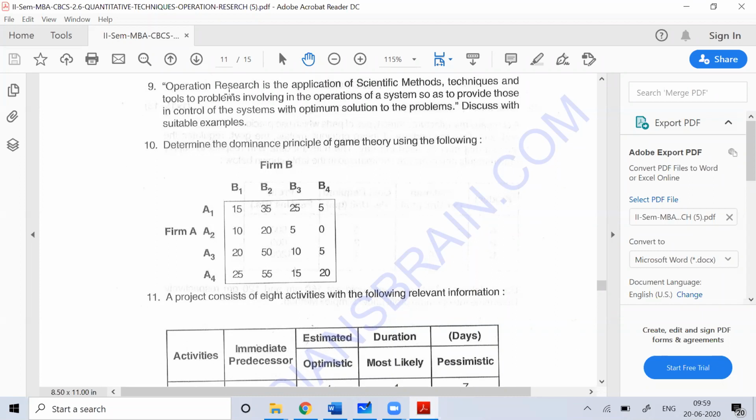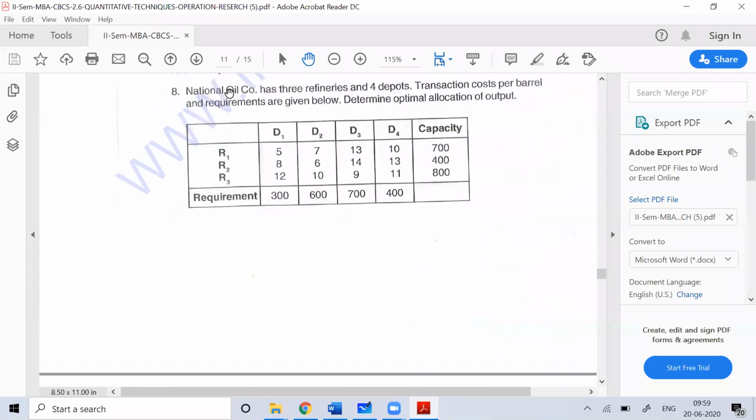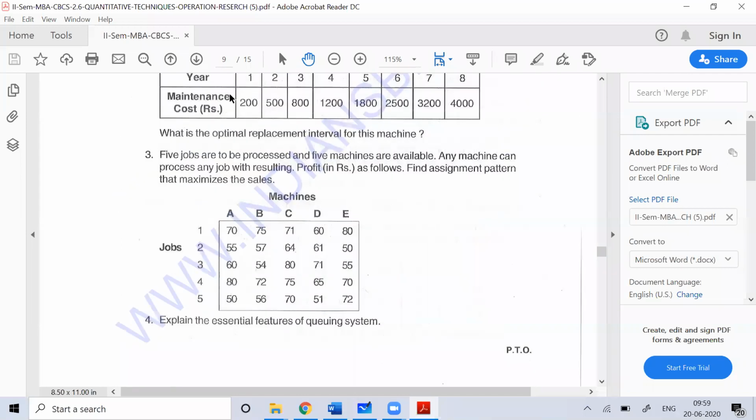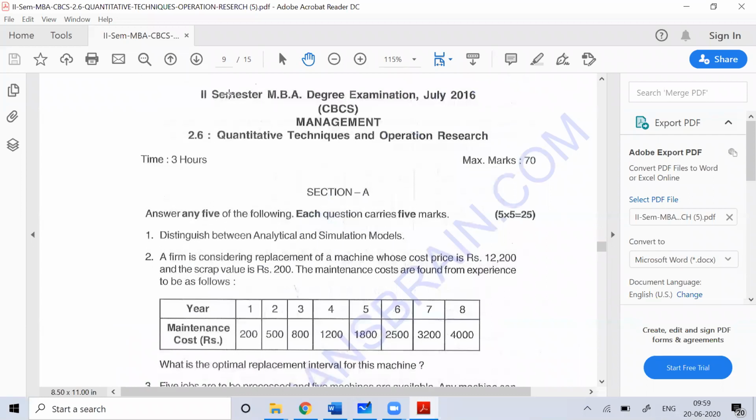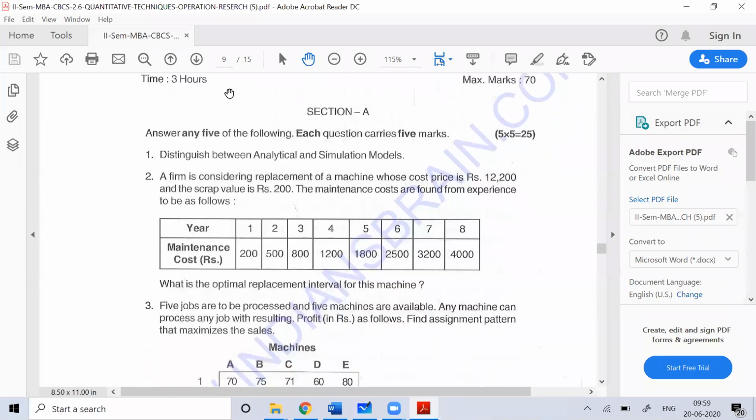So you can see this question number 10. Which year did this come? This is July 2016. Okay, if Corona would not be there, then I believe next month would be your exam. I don't know now when the exam will happen. You are lucky in that part, because of Corona your exam may be delayed.